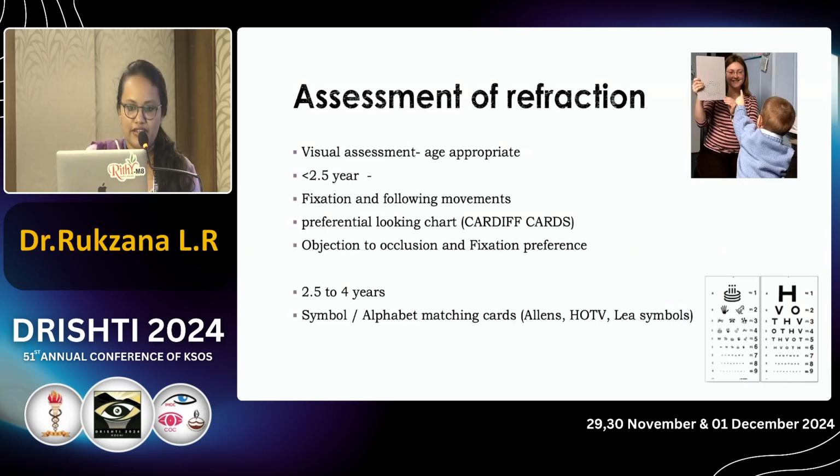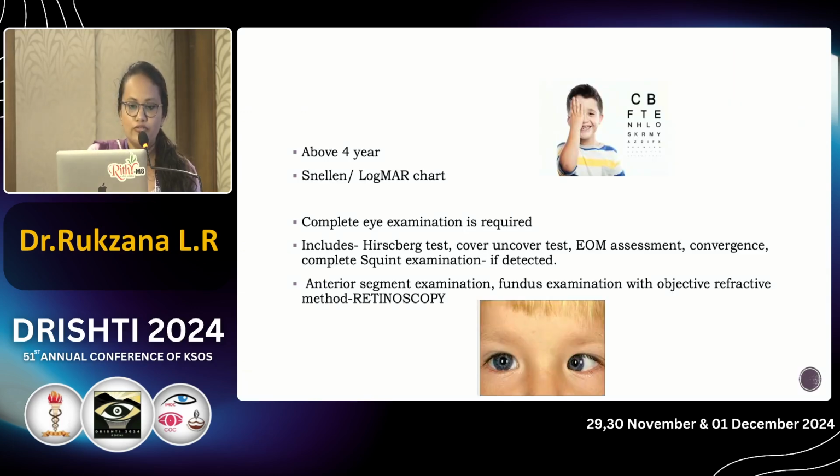So, how to assess refraction? Visual assessment is usually age appropriate. Less than 2.5 years of age, you usually assess with fixation and following of movement or with light. Preferential looking charts like Cardiff cards can be used. Objection to occlusion and fixation preferences are also used. At 2.5 to 4 years of age, symbols or alphabet matching cards like Allen's card, HOTV and LEA symbols can be used. Above 4 years, Snellen or LogMAR chart can be used.